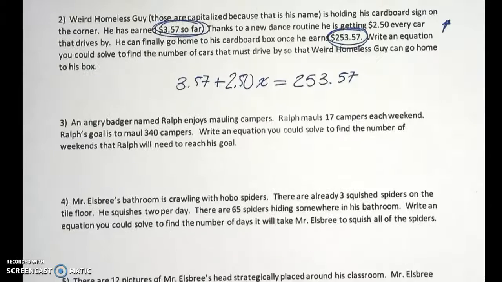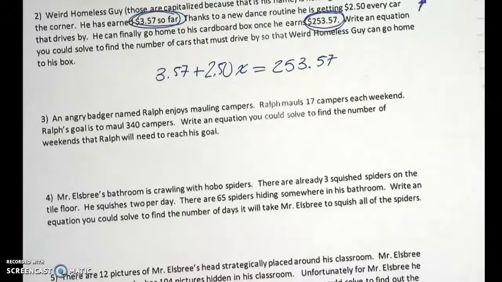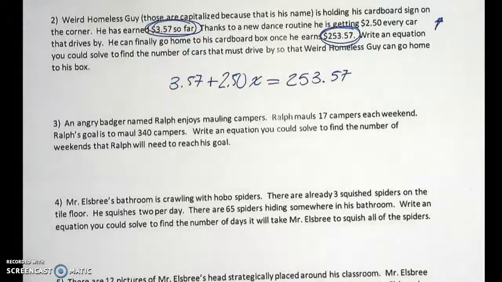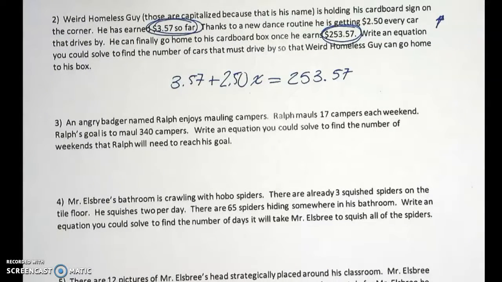Okay. Number 3. I love these stories. Mr. Ellsbury needs to go into write a book. An angry badger named Ralph enjoys mauling campers. Ralph mauls 17 campers each weekend. Ralph's goal is to maul 340 campers. Write an equation you could solve to find the number of weekends that Ralph will need to reach his goal.